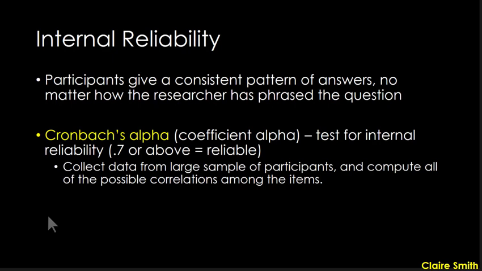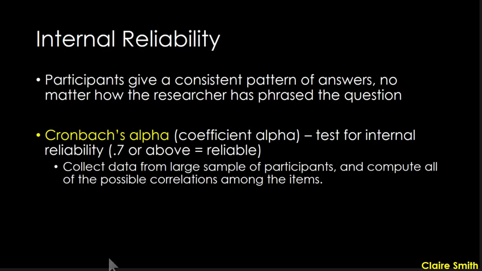So again, if we have the 5 questions asking about happiness, for all of the questions, no matter how they're phrased, how it's asked, we want people to respond that they're the same amount of happy, right? The way we can look at this is using Cronbach's alpha, also known as coefficient alpha, to test for internal reliability. Okay, so the R value was for the test-retest and inter-rater reliability. Cronbach's alpha is for internal reliability. Okay, if it's 0.7 or above, that means it's reliable.